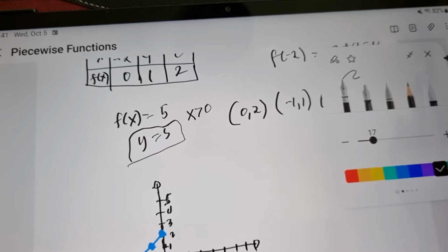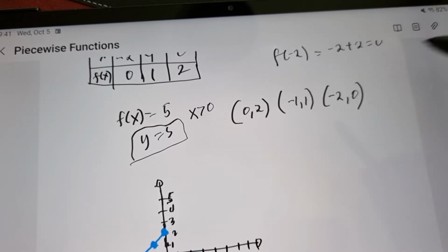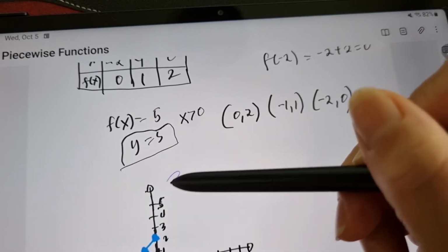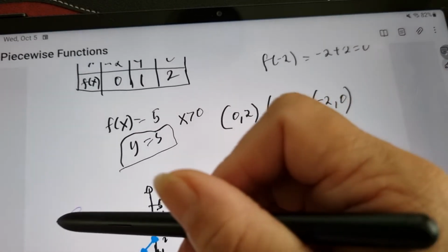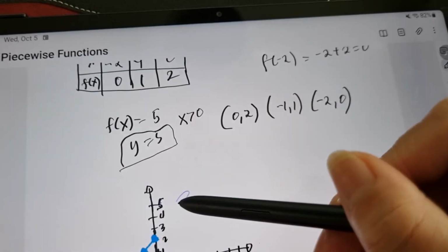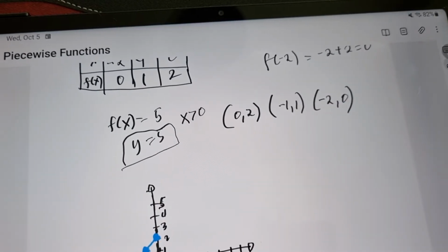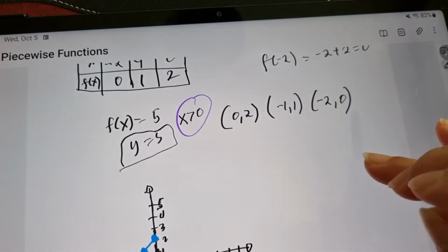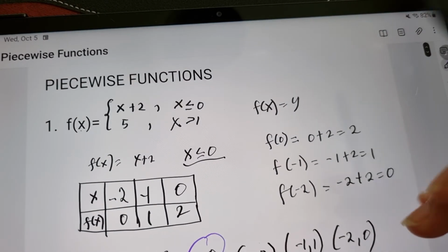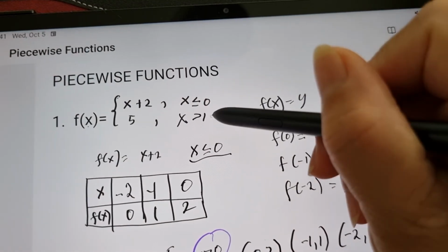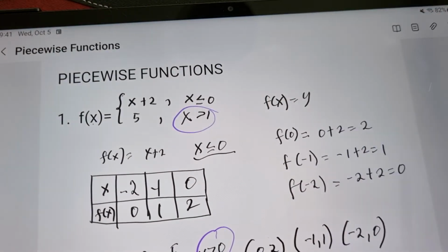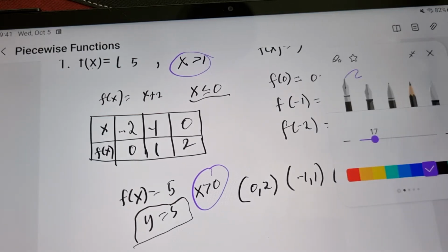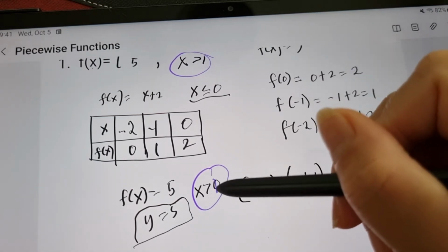Ibang color gamitin natin. Okay. So, dapat ang graph ng y is equal to 5 is a straight line, horizontal line na magdadaan siya sa y-axis na 5. Ganun dapat. Kaso, ito ang restriction natin which is greater than, that is greater than 1, not greater than 0. Okay, greater than 1. So, this is 1, not 0. Okay?